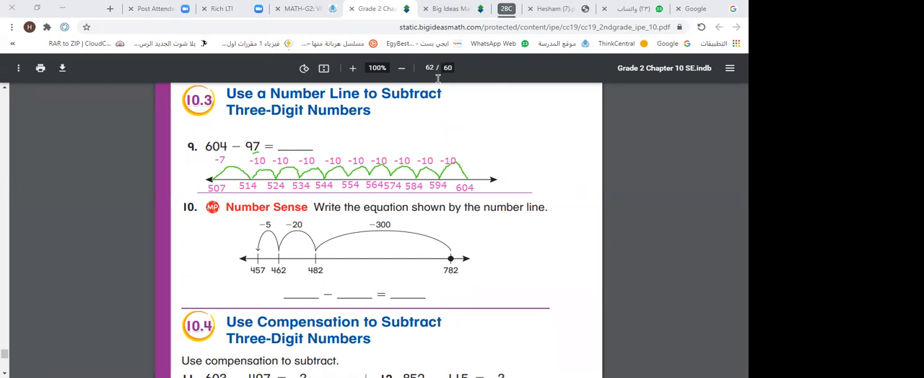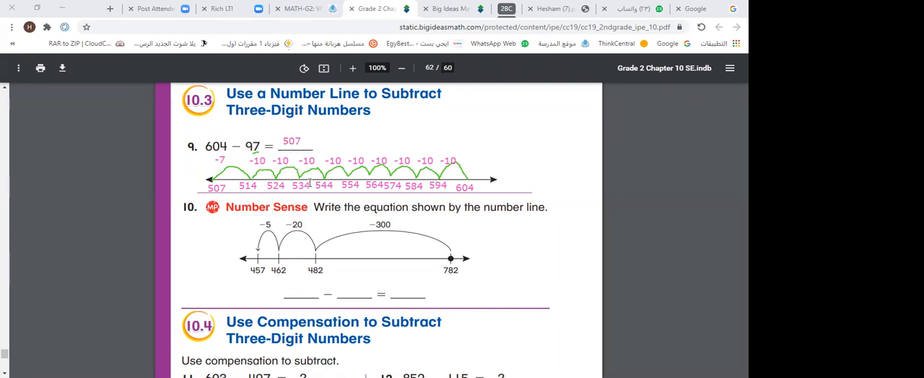Now, grade 2, let's write 507 in this blank. Right here, 507. The answer equals 507. Now, let's answer the next one.